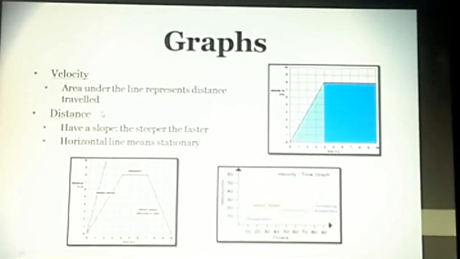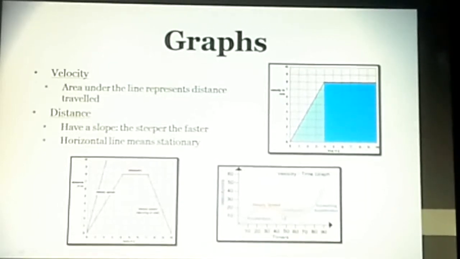Horizontal lines in distance graphs mean that the car or you are stationary. The first one and the second one are velocity graphs, and the third one is a distance graph. You can see this horizontal line, which means stationary.